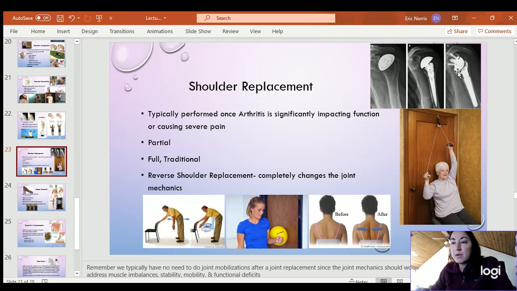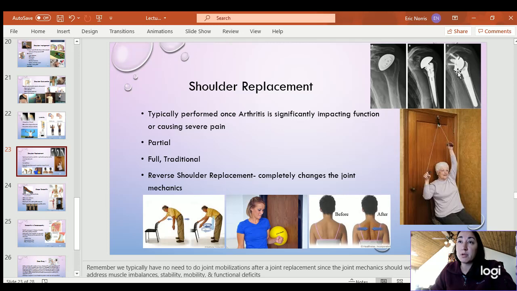Now remember that we don't do joint mobilizations with a new joint replacement anyway, because it's a brand new joint. It shouldn't have altered joint mechanics. And just the way that they're made, it really shouldn't have altered joint mechanics anyway, but the muscle imbalances can still be an issue. So you still target the muscle imbalances, you still do the other stability exercises, mobility exercises, functional exercises, but joint mobilizations would not be appropriate for this person with a joint replacement.